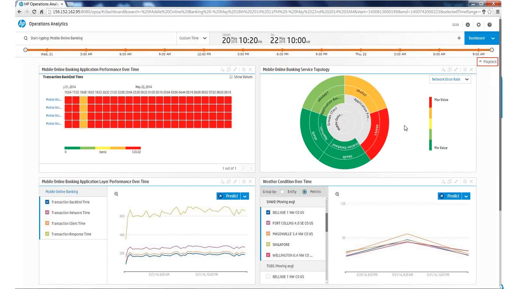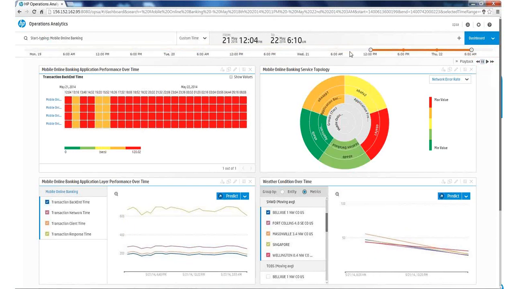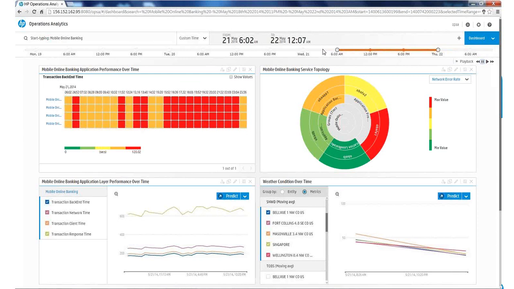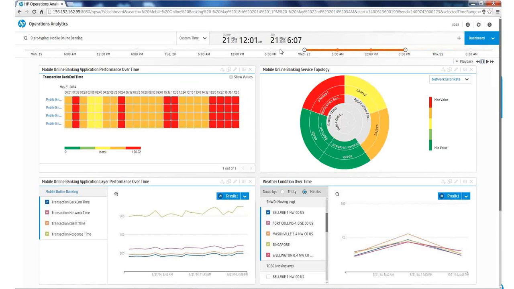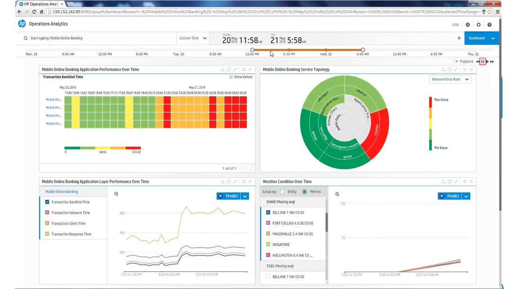To determine that, we're going to use a capability in the product called Time Machine to go back in time and understand what was the inflection point, when did the performance begin to degrade. We're moving our Time Machine, and as you can see, with Time Machine, all the data in the display is changing, and that helps us go back in time to identify when performance degraded.